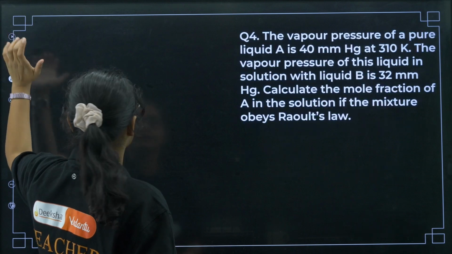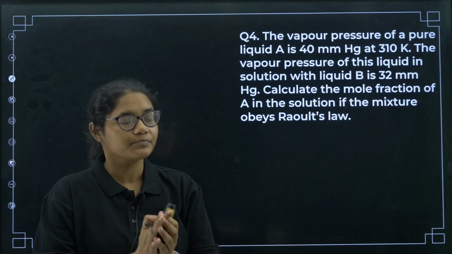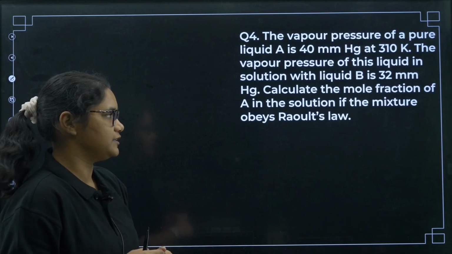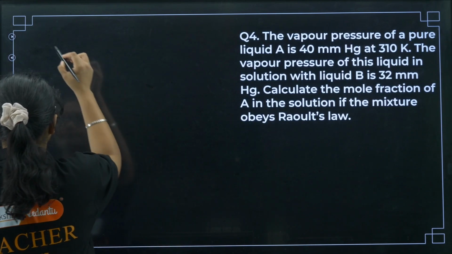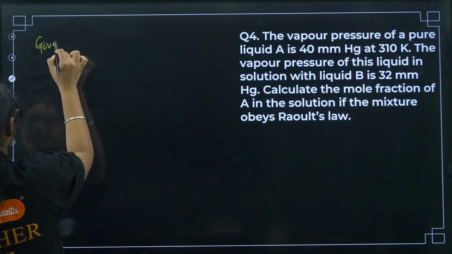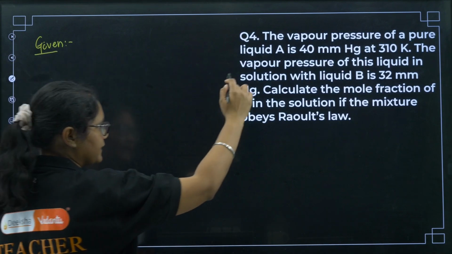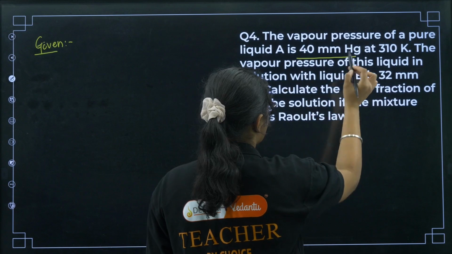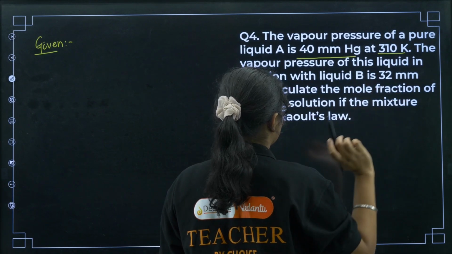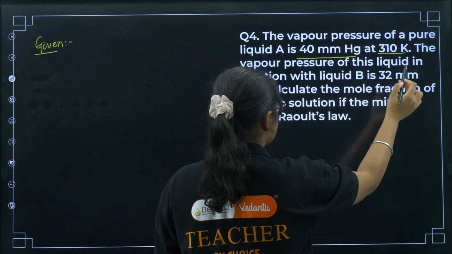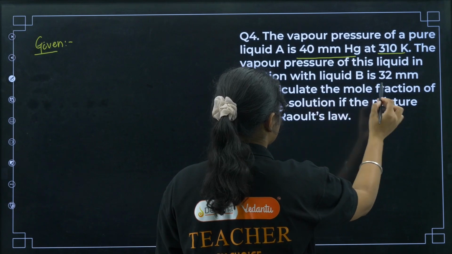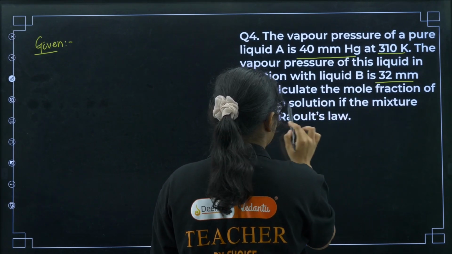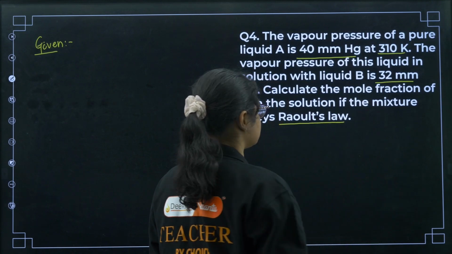Now moving towards the next question, question number 4. The vapor pressure of a pure liquid A is 40 mm of Hg. Let me write down the value. Whenever you read the question, either highlight the values or note them down. So the vapor pressure of pure A is 40 mm of Hg at 310 Kelvin. The vapor pressure of this liquid in the solution with liquid B is 32 mm of Hg. Calculate the mole fraction of A in the solution if the mixture obeys Raoult's law.